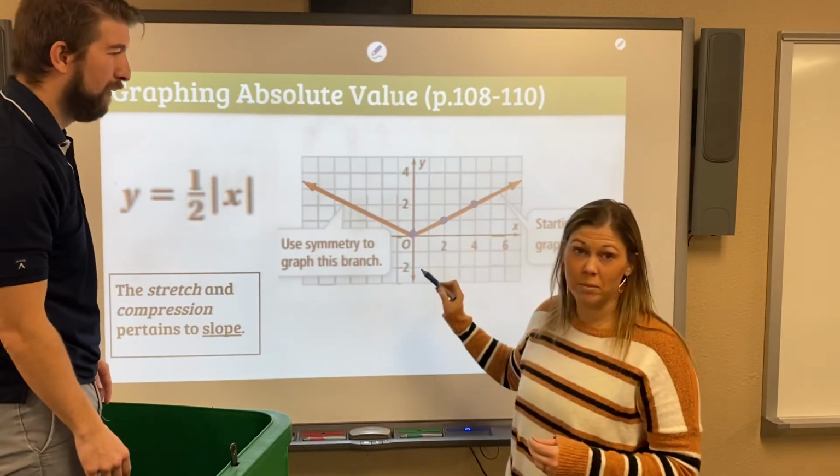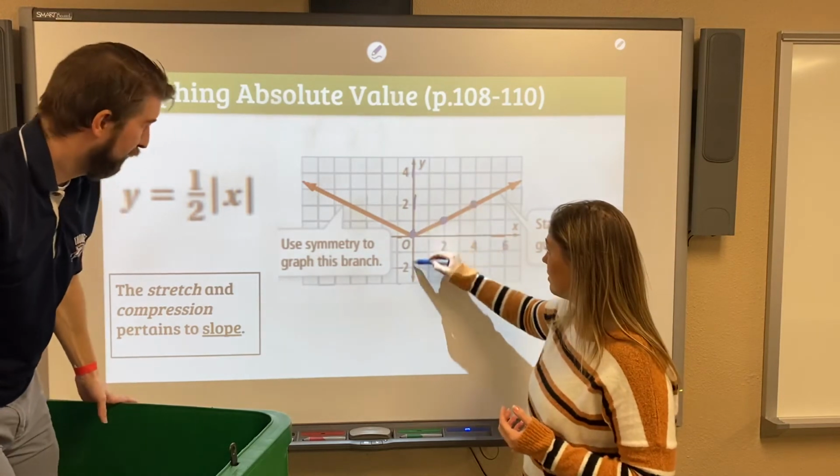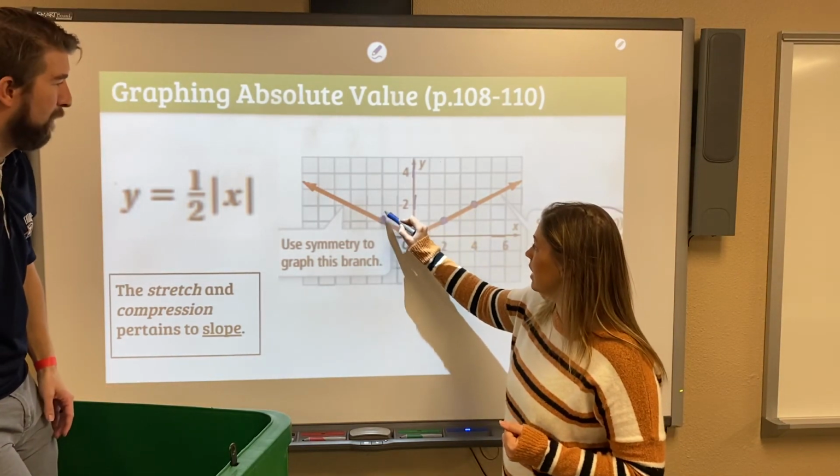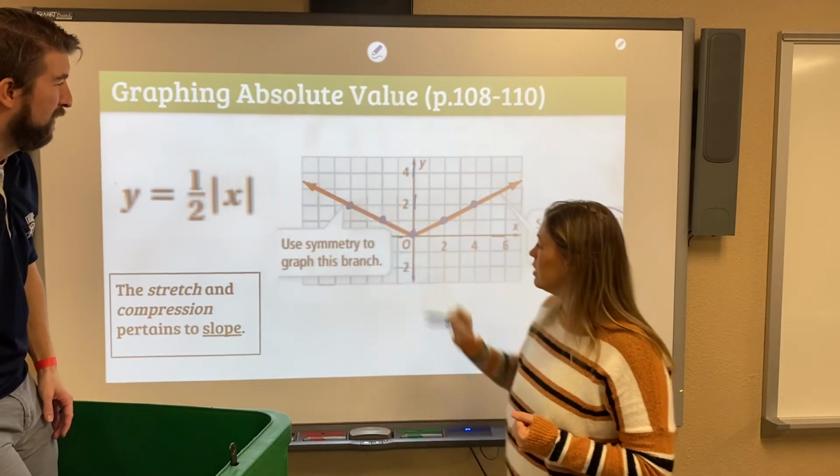And then remember it's symmetric because of our axis of symmetry at x equals 0. We can also go up 2 and to the left 2. And that's how we get our left part of our V. Very good.